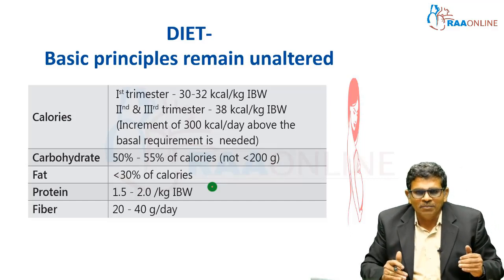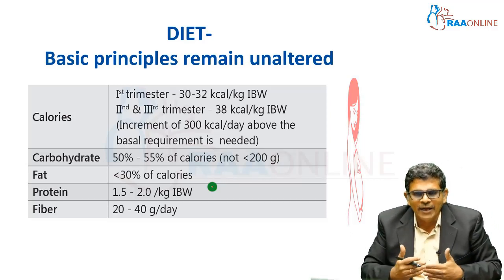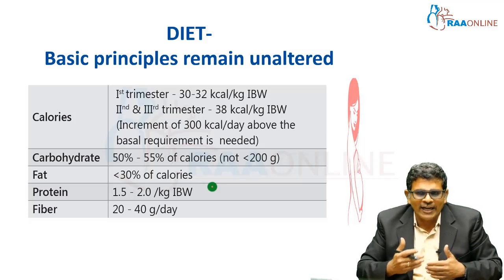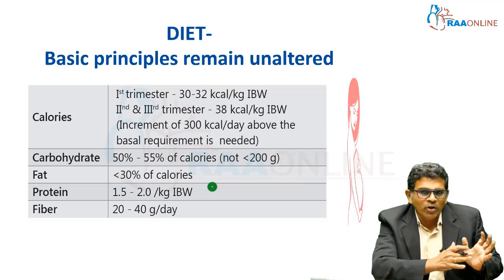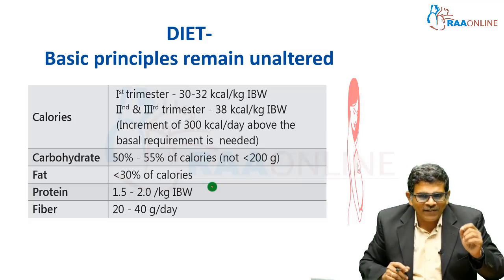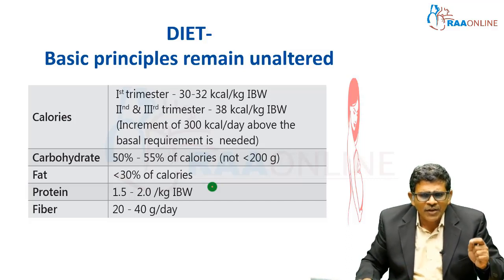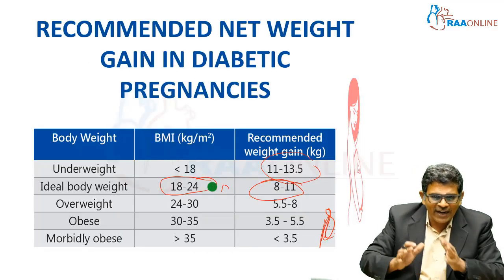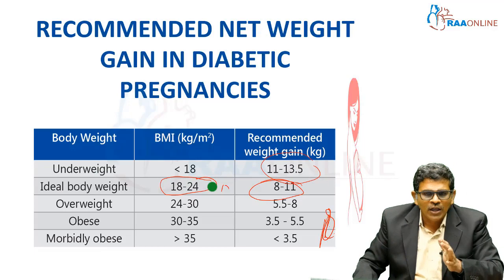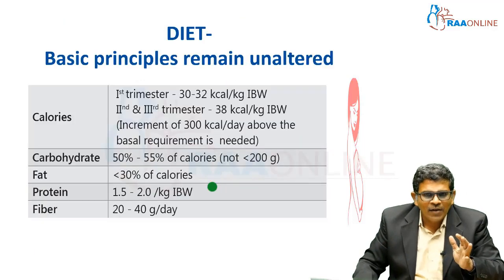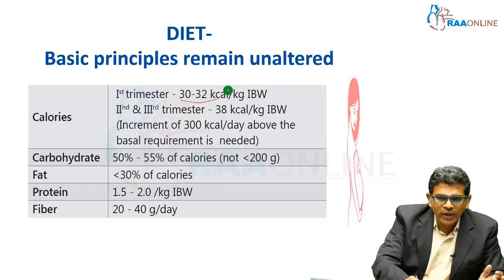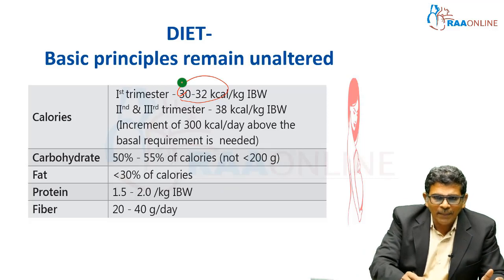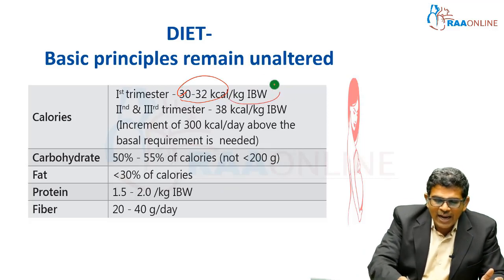So when a patient comes, once you know their BMI, we offer the calorie chart as per the nutritional module that we had discussed. When they come in the first trimester, if their BMI is between 18 to 23 or 18 to 24, we can give them 30 to 32 kilocalories. So always we should remember, it is based on the ideal body weight.